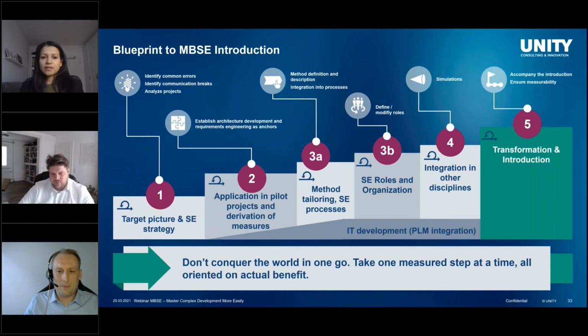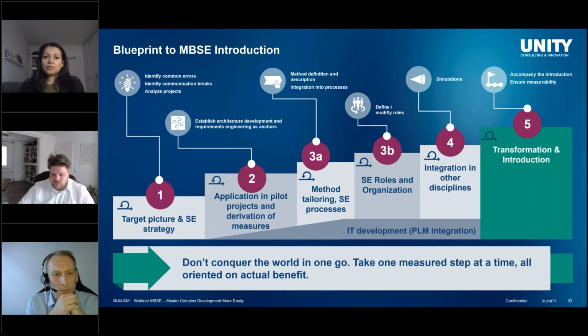Most of the clients that I deal with always come from the point where they say, okay, systems engineering, what is our target picture and strategy? So that's their starting point. Even for MBSE, you need a clear picture about that. What do you want to achieve with MBSE? And we recommend to start really simply with identifying the common errors, identify communication breaks, and take this as a starting point for the current projects you actually deal with. And later on, go on a stepwise approach.